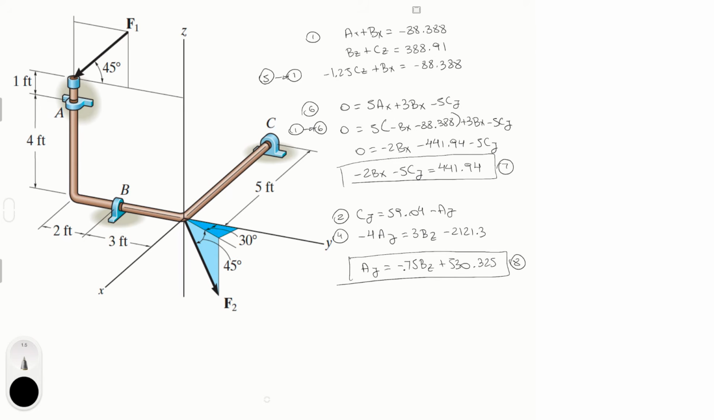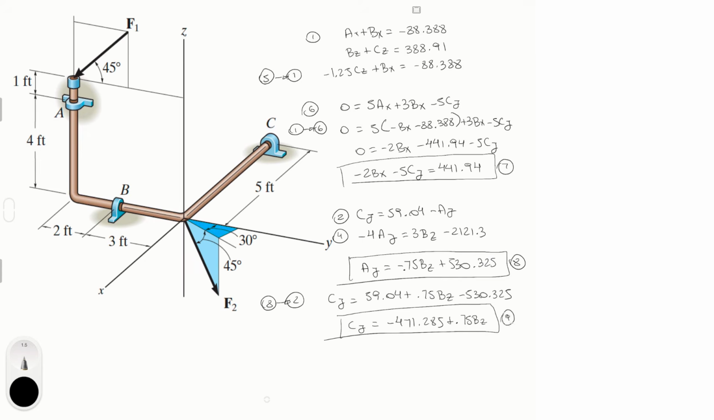Okay, perfect. So if you plug in equation 8 into equation 2, you get that Cy is equal to 59.04 plus 0.75 BC minus 530.325, and then you get that Cy is equal to minus 471.285 plus 0.75 BC, and I'm calling this equation 9. And I think these are all the equations I pretty much need. I think for now we're gonna actually start getting some results.